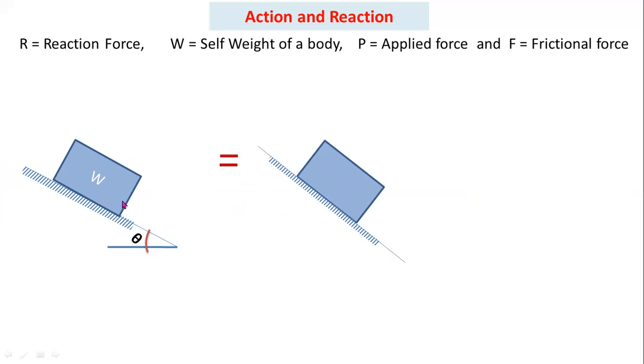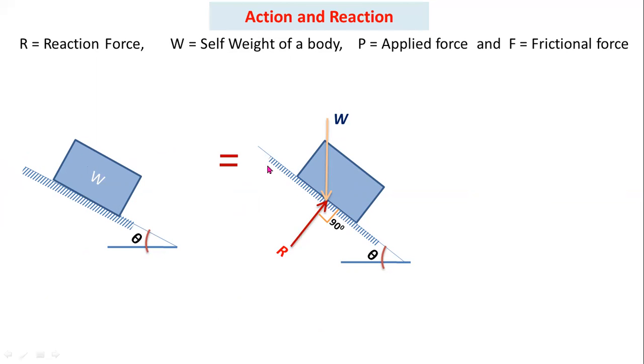Now I am drawing the forces. This self weight W always acts vertically downwards. You have to draw a vertical line to indicate the self weight of the block. Now you have to draw a normal reaction. Normal reaction always acts perpendicular to the support, so you have to draw a perpendicular line with respect to the support. This reaction force makes an angle of 90 degrees with respect to the support.